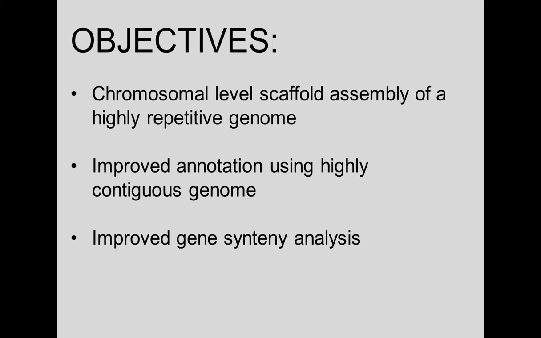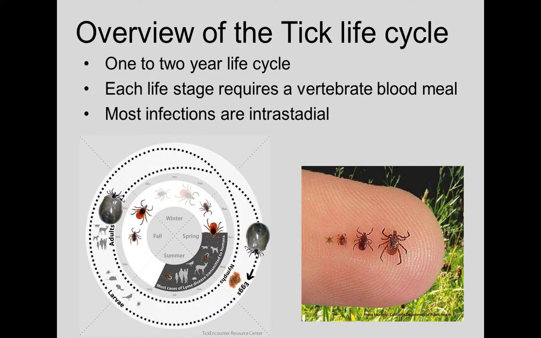We really wanted to improve the annotation using a highly contiguous genome, and as Mark mentioned, with Hi-C you can get a highly contiguous genome, and this is what probably everybody needs for their genome. We wanted to improve gene synteny analysis because right now our genome is quite fragmented, and I will talk about that in a bit. So first I would like to talk about the ticks, our model organism.